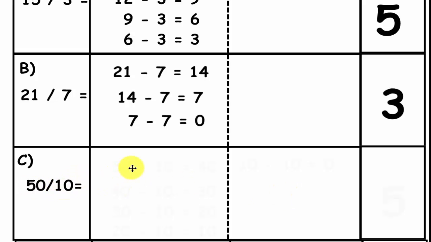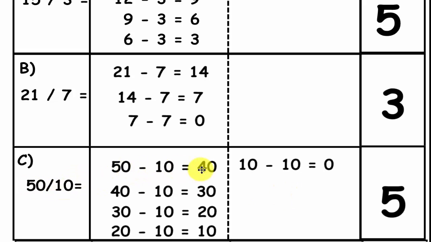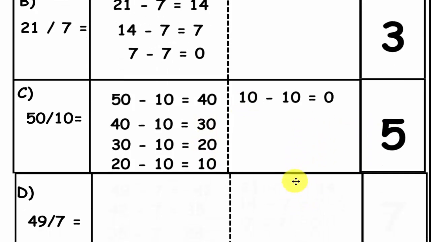15 minus 10. Well, you should have 15 minus 10 is 40. 40 minus 10 is 30. 30 minus 10 is 20. 20 minus 10 is 10. And 10 minus 10 is 0. So the answer is 1, 2, 3, 4, and 5. So your answer is 5 on that one.